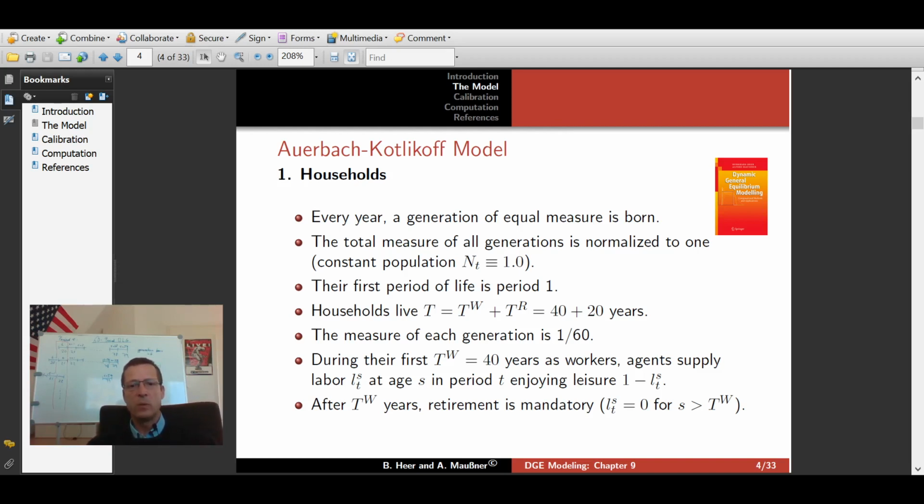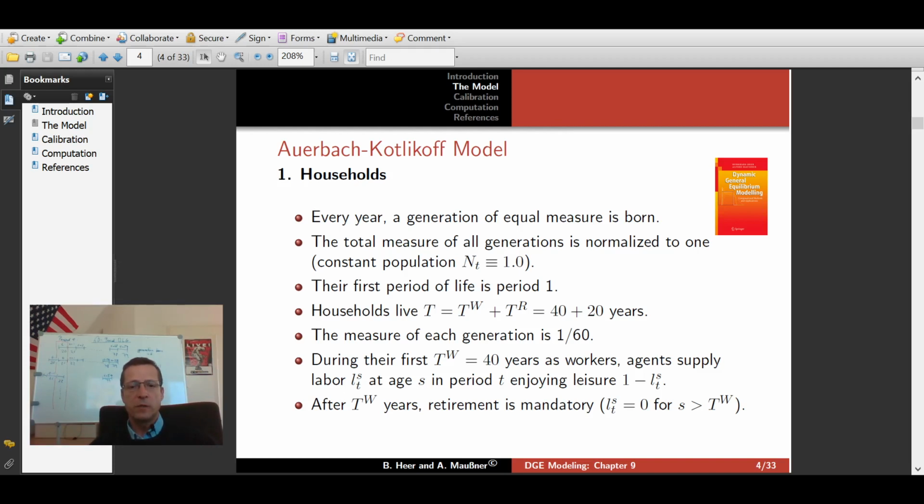So every year, every period, a generation of equal measure is born. Since we consider 60 generations, 60 different cohorts, each cohort has size 1/60, and the total measure is normalized to 1, so our total population size, N_T, is always equal to 1. And if the 70-year-old generation dies, 1/60 of people die, this measure is basically deleted, and the next generation of measure 1/60 pops up, the 20-year-olds. For the first period of life, which in real life is age 20, we will use the index 1. So s will be our time index and our age index, and the newborn have age index 1. This makes it a little easier in our summation formulas.